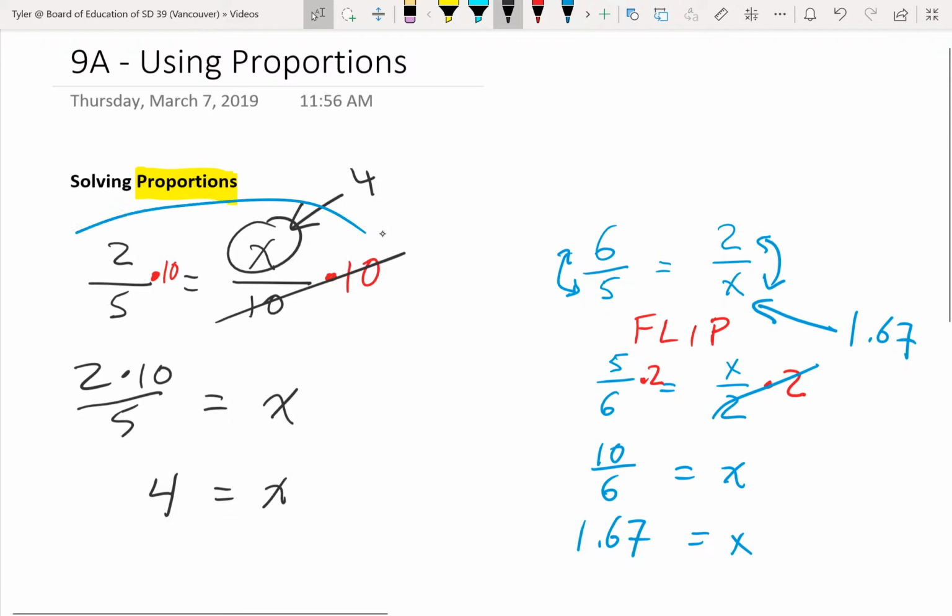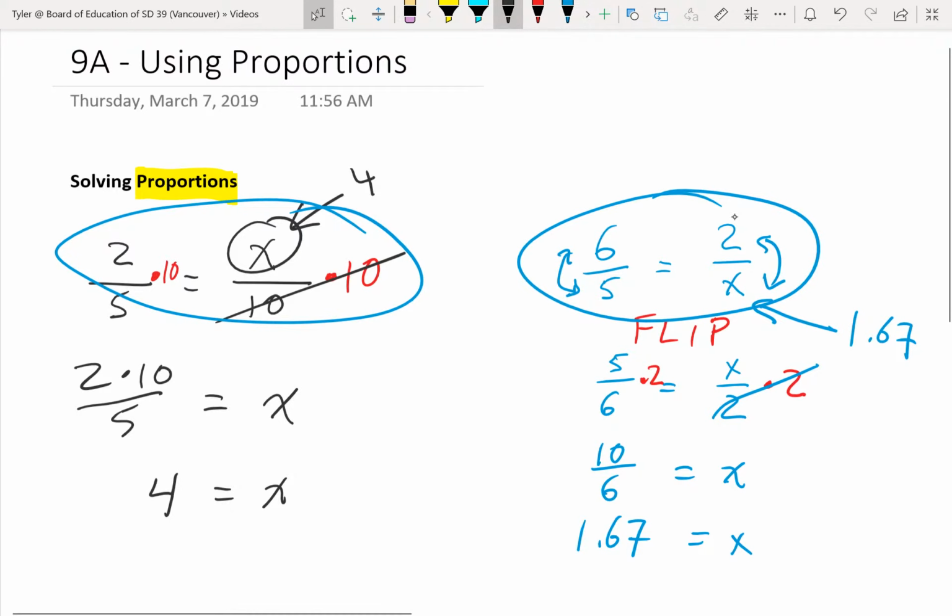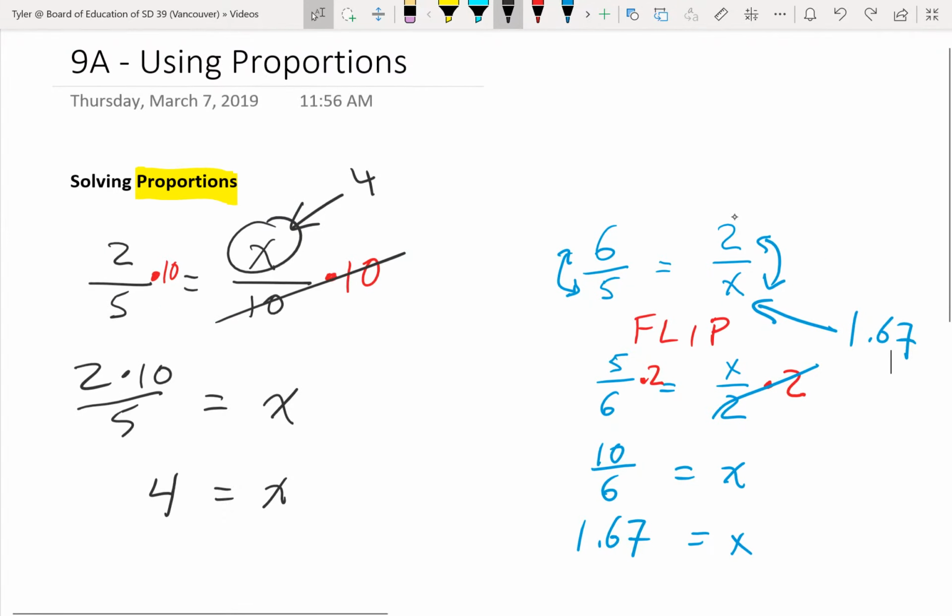These are the only really two types of questions you're going to get. Either x is on the top or x is on the bottom. You're always going to solve them the same way. So you need to get really good at being able to solve these and get all the way to the end, because every single question works like that.